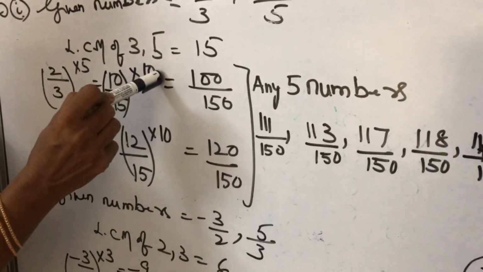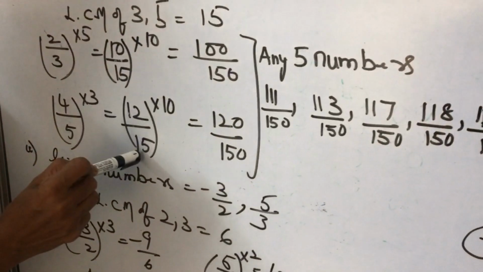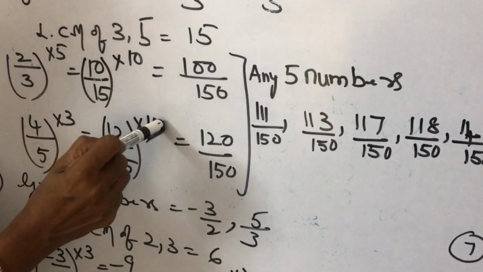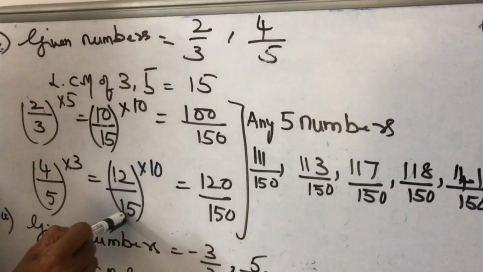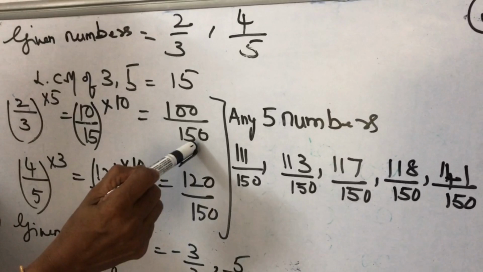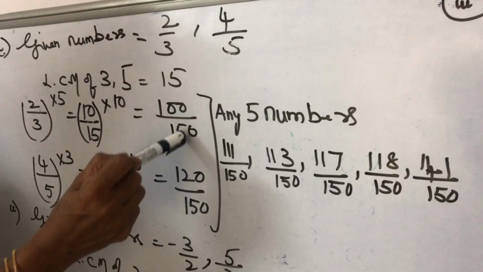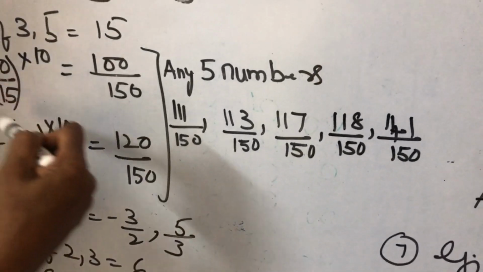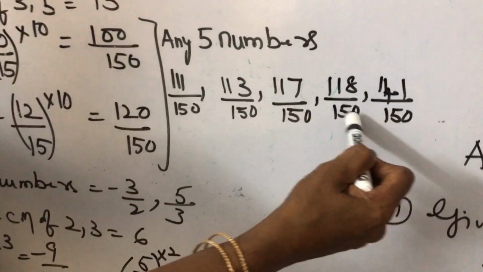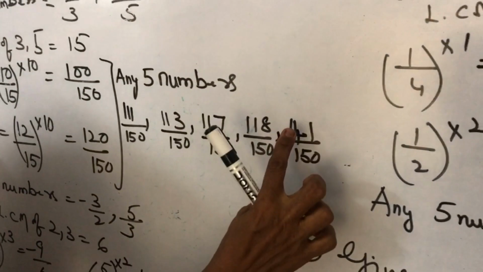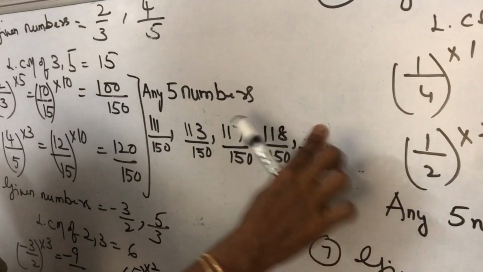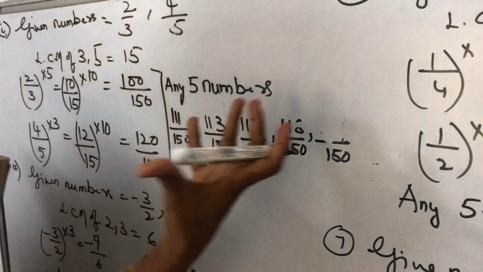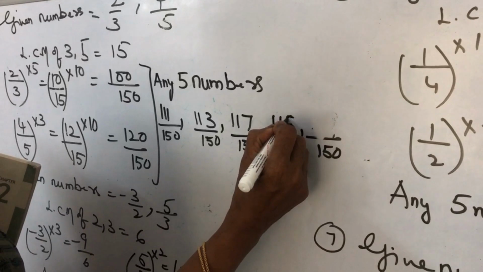10 into 10, 100, 15 into 10, 150, 12 into 10, 120, 15 into 10, 150. Your denominators are the same. Between 100 and 120, write any 5. All of you need not get the same answer, children. Your answer can vary.